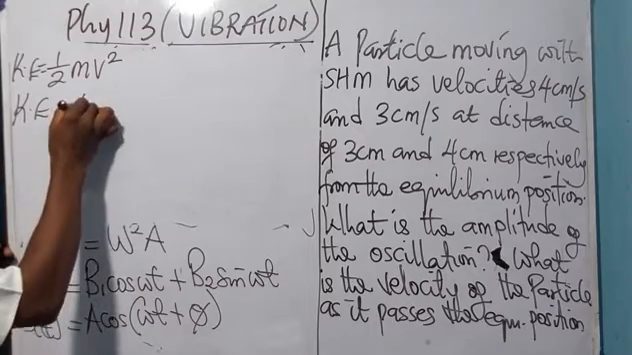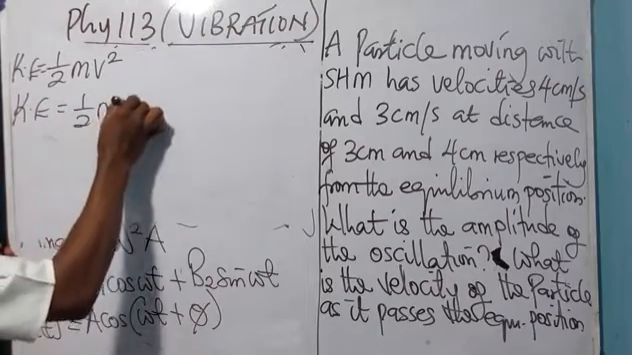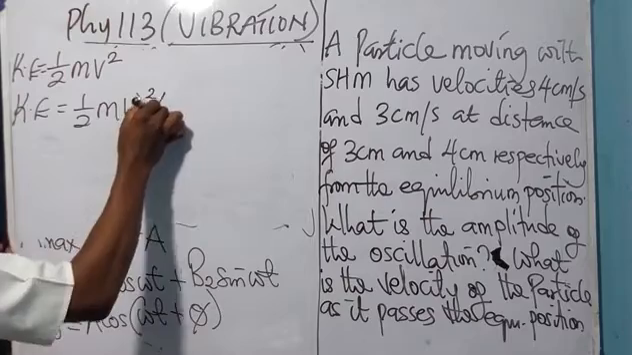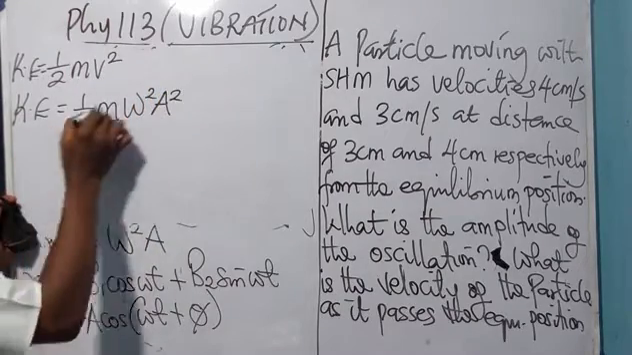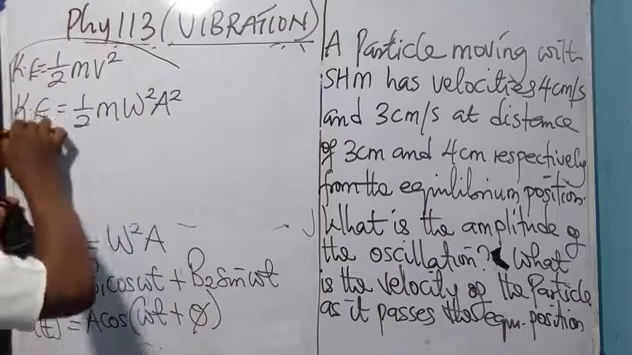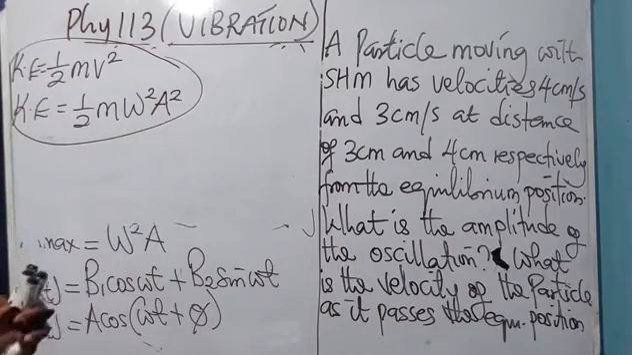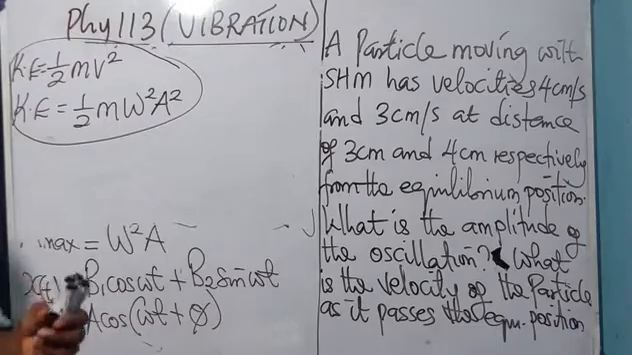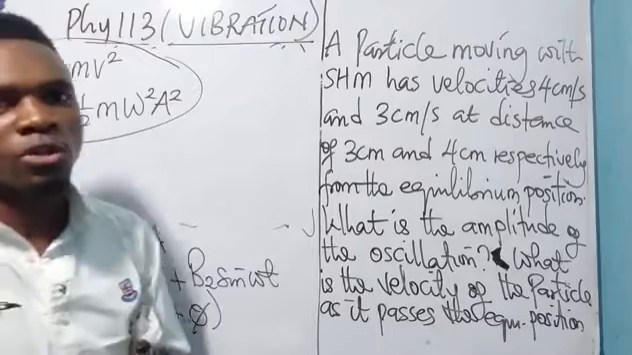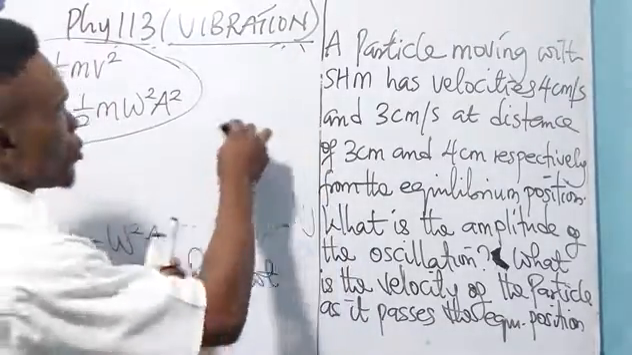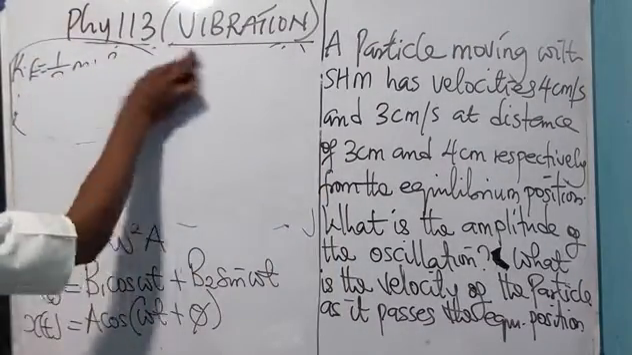Alright, we also have it to be 1 over 2 m angular squared, then amplitude squared. Alright, so these are the formulas you are going to be needing. We are going to be making use of them in simple harmonic motion. So I've given us all the formulas that we need to solve questions on simple harmonic motion. So we have on the board a question that we are to solve.